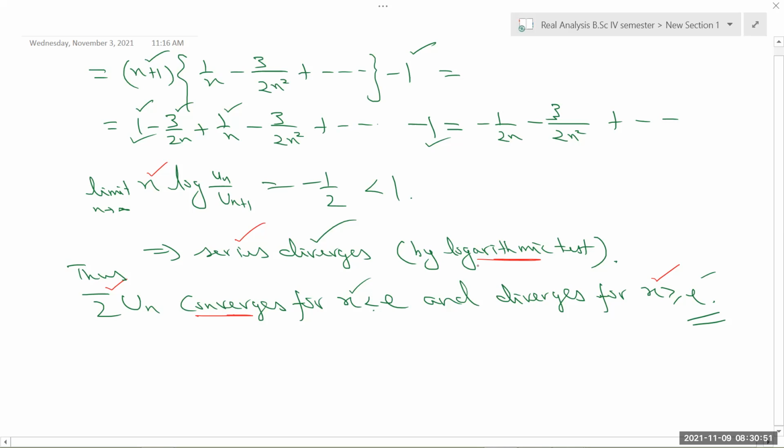In every competitive exam, you will find this type of question: what will happen at x equal to e, exactly at this point? Whether it will be included in the convergent case or the divergent case. So we need to discuss that case separately.